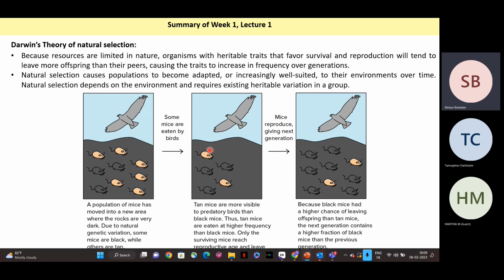But since the light colored mice were being eaten up, they were dying out, and so their population was decreasing. So what happens is that only the dark colored mice were able to pass on their traits to the next generation. So basically, this is natural selection, and it causes the population to become adapted or well suited to their environments over time. Natural selection depends on the environment, and it will always help in improving the ability of the organism to survive in that environment. That is why the light colored mice were not able to survive. So eventually they died out.